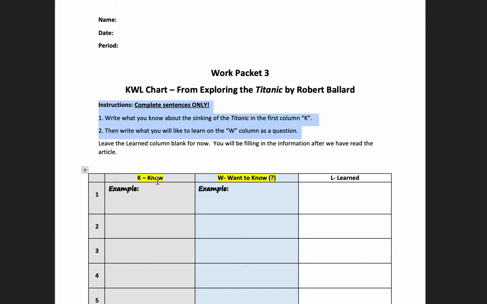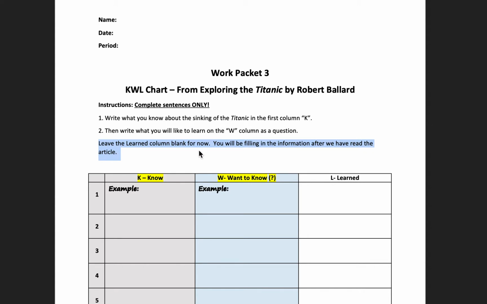So this is the first column right here. Number 2, then write what you would like to learn in the W column as a question. Okay, so this is the W column, and it's going to be in the form of a question. Lastly, leave the learned column blank for now. You will be filling in the information after we have read the article.